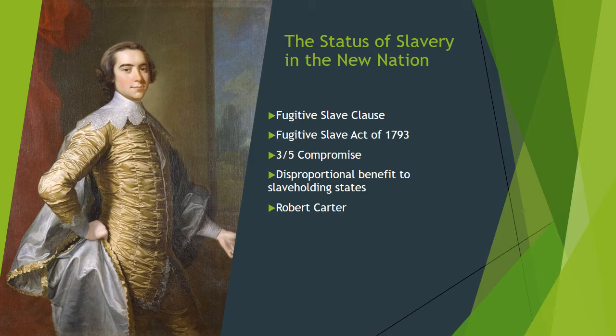Robert Carter, heir to a large fortune in Virginia, manumitted 509 enslaved people, settling them on 400 acres of his land and kicking out white tenants in order to do so. But he was the exception rather than the rule. There is a picture of Robert Carter on your slide.